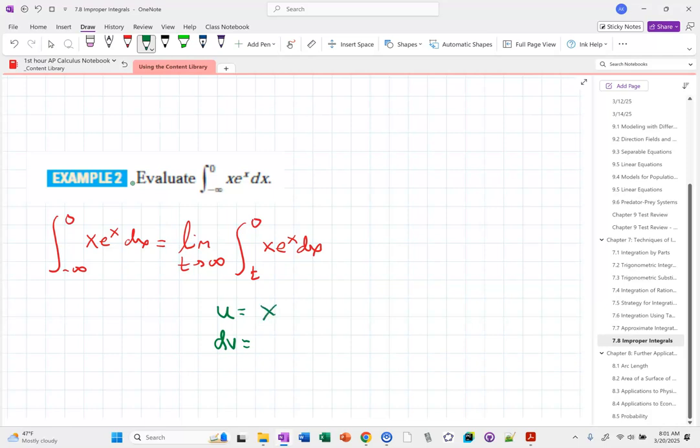X, very good. And my dv should be e to the x dx, right? So du is just going to be dx then, and v would just be e to the x, right? Because the derivative of x is just 1 dx, and then the integral of e to the x is just e to the x. So if I do my integration by parts, the formula is u times v minus, what did I forget here?